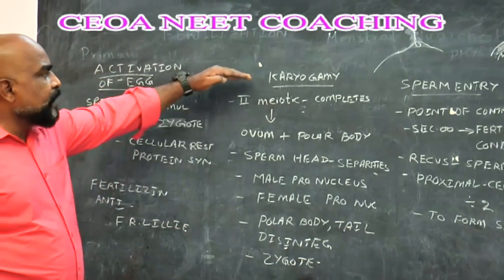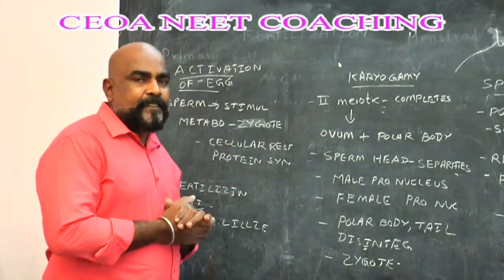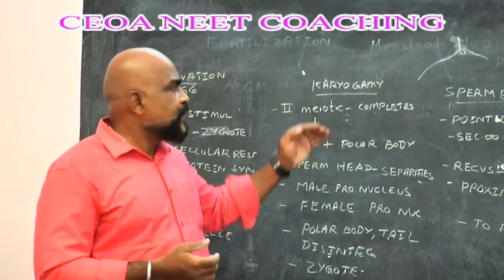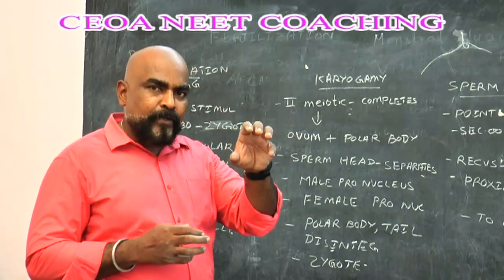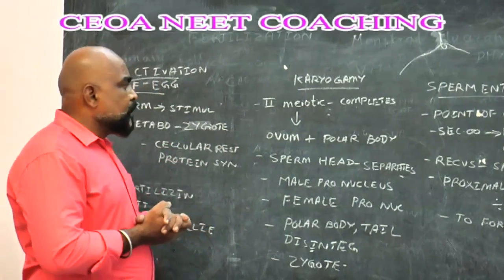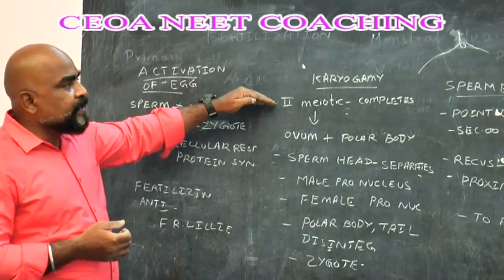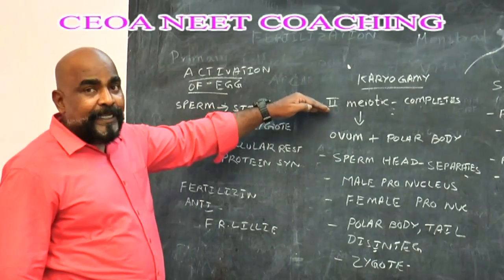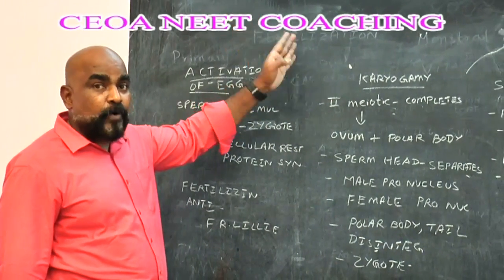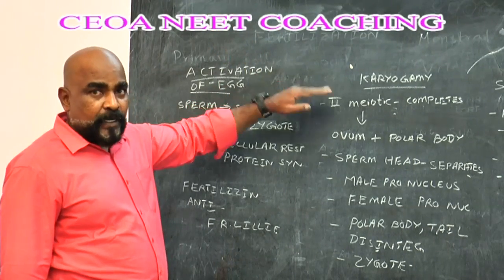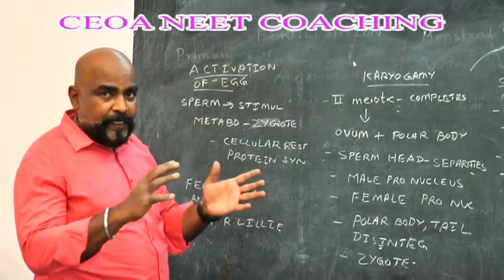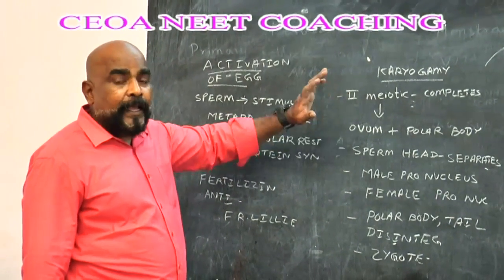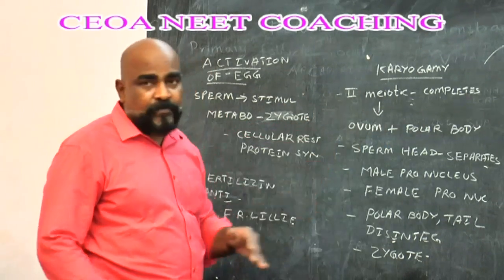And next is the karyogamy. As the name indicates, karyo means nucleus, gamy means fusion. So this stage involves the fusion of the male nucleus and the female nucleus. Once the spermatozoa enters the secondary oocyte, the secondary oocyte completes the second meiotic division. So far it was arrested in the metaphase stage. Now after the entry of the spermatozoa, it has completed the second meiotic division and now it becomes an ovum. And as usual, one polar body is also formed.